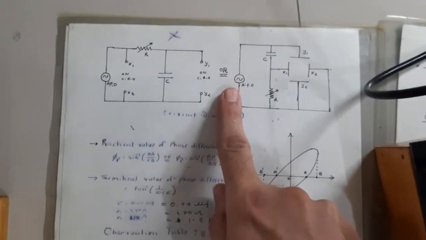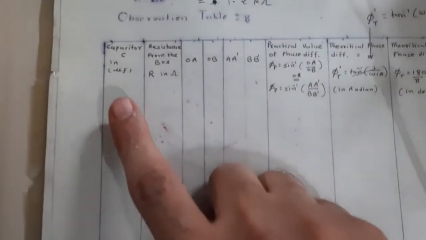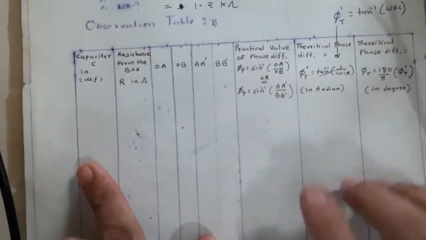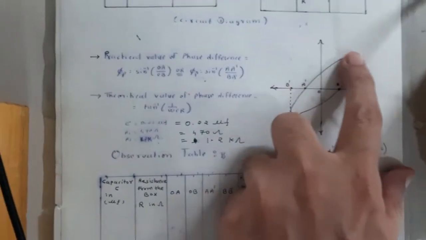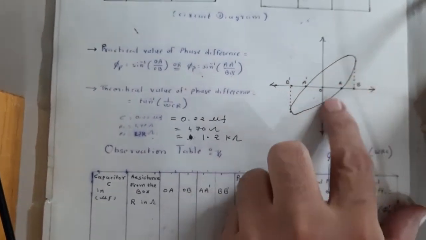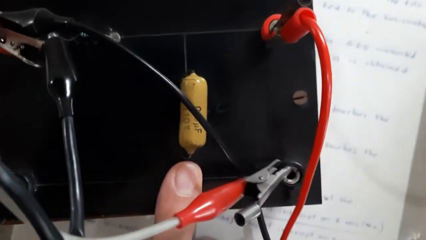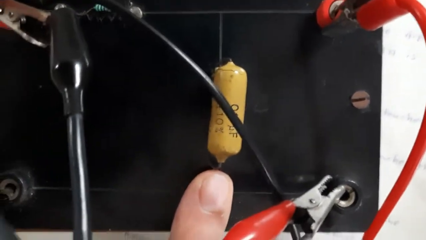When you connect this circuit and switch on, this is your observation: we are getting this type of steady pattern on the screen of the CRO. Now first of all, write down the value of C. What is your value of C here? This is 0.01 microfarad. Write down 0.01 microfarad.